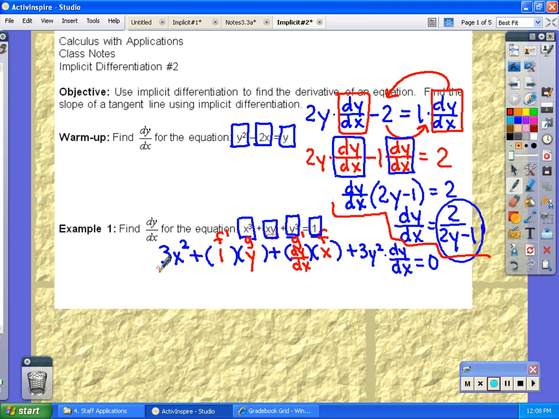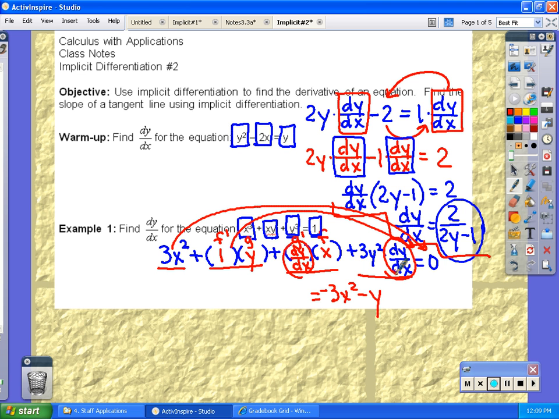Now I have 4 terms: 3x squared, 1y, dy over dx times x, and 3y squared times dy over dx on the left-hand side. I'm going to move 3x squared and 1y to the opposite side, so that becomes negative 3x squared minus y. And at the same time, I'm going to factor out on the left-hand side the dy over dx, and that leaves x plus 3y squared.